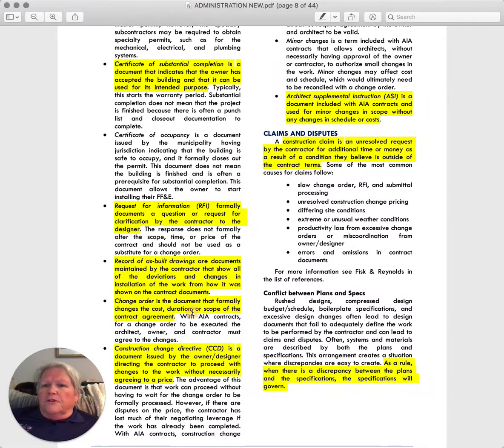The next thing that we're going to talk about is change orders, and change orders are very similar to the certificate of substantial completion. They are the only thing that can modify the contract, period, going forward once you sign the original contract. Change orders can be in the form of verbal changes, as in language changes to the contract. They also can affect monetary, and they can affect time.